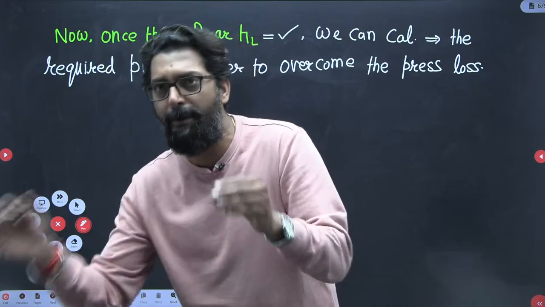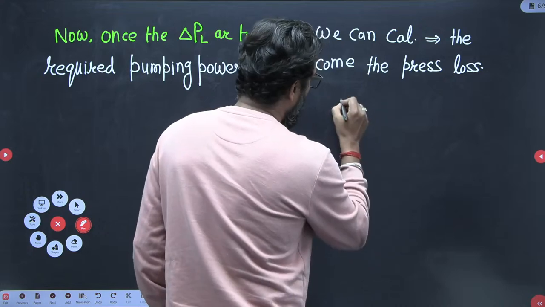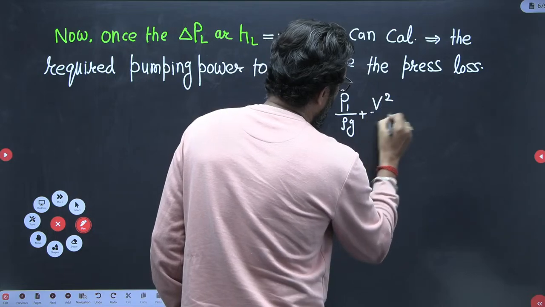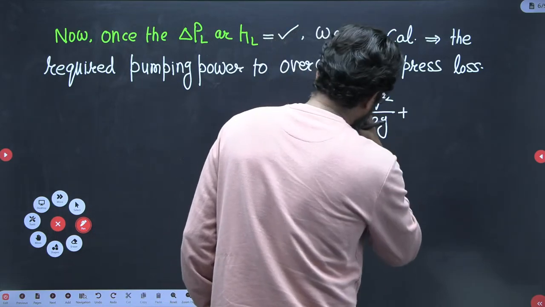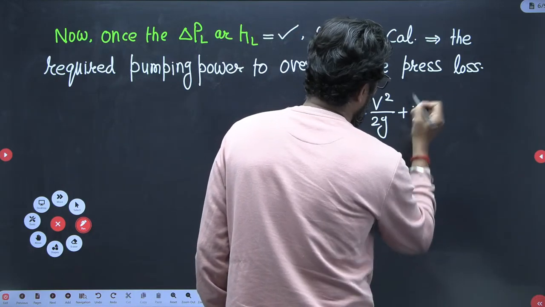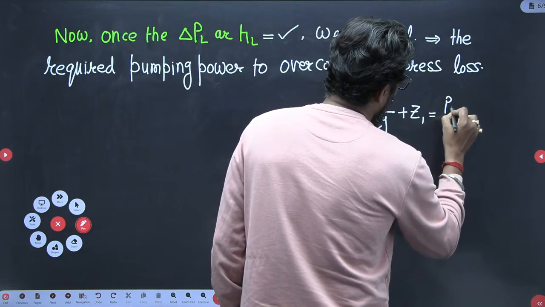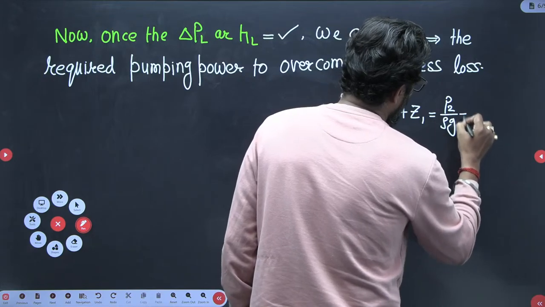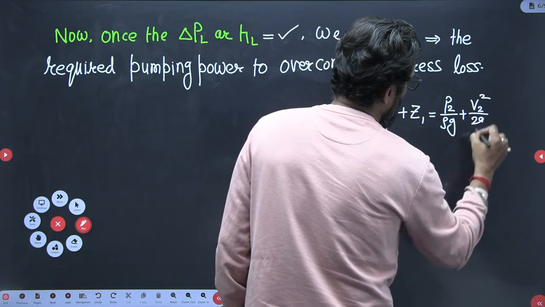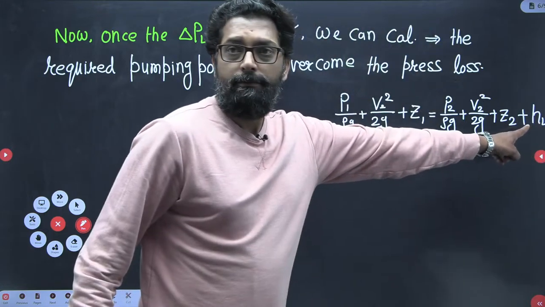P1 minus P2, if you apply Bernoulli's equation. Take two points, 1 and 2. So P1 by rho g plus V1 square upon 2g plus Z1. This is your energy per unit weight, and this is in. What is out? P2 by rho g plus V2 square upon 2g plus Z2 plus the head loss.